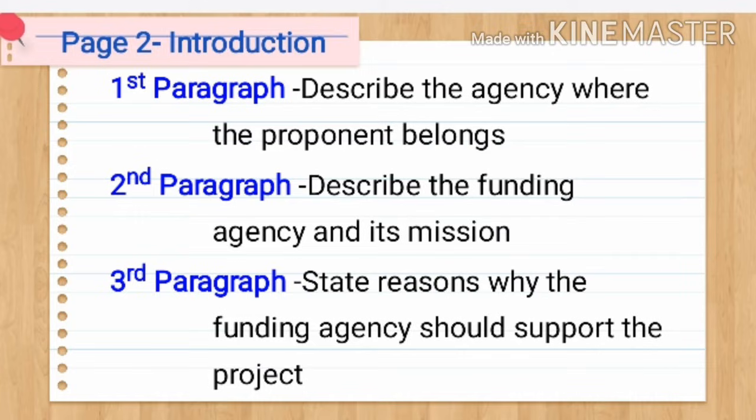In your first paragraph, we have to state the mission of the agency that the proponent represents and align it to the funding agency. State when the proponent's agency was established and its major accomplishments. State the information about the funding agency to show that you understand its mission. You also present and describe the partner agency and why it is qualified as such. You also provide reasons why the funding agency should support the project.